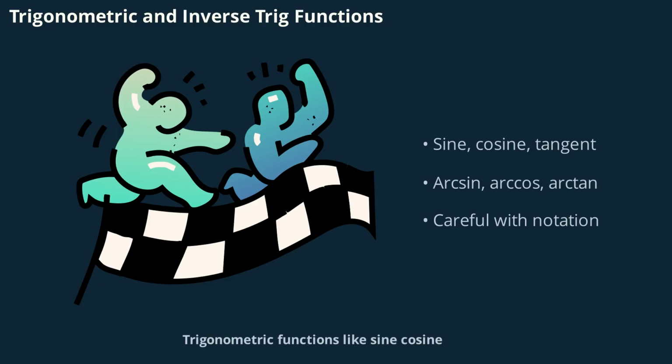Trigonometric functions like sine, cosine, and tangent have inverses called arcsine, arccosine, and arctangent. These inverse functions allow us to solve equations involving trigonometric expressions. For example, if y equals sin x, then x equals arcsin y. It's important to use the correct notation, as sin⁻¹ y can be confusing. It's better to write arcsin y.